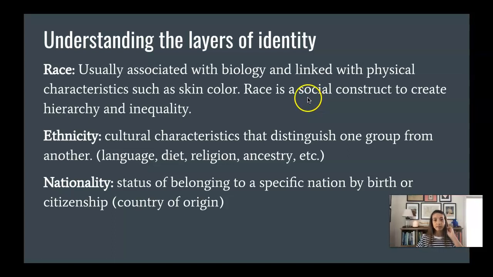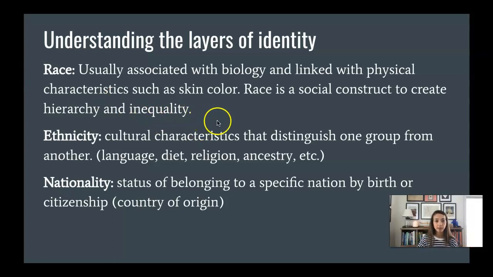So each one of these, it says race, ethnicity, nationality. Let's go through those. Race, usually associated with biology and linked with physical characteristics like skin color. Race is a social construct to create hierarchy, different classes of people, and then those different classes of people, the person or the group that is on the top might have more power than, say, the group that is at the bottom.